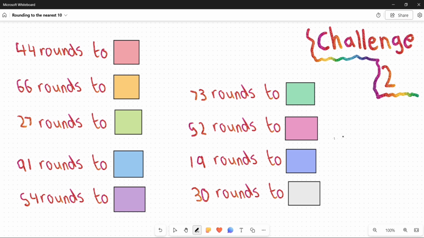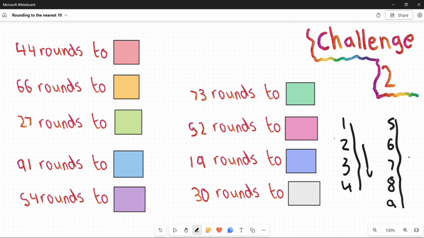So we're in the last and final challenge, challenge 2. Before we start, let me give you all a reminder for the last time that when you see the numbers 1, 2, 3, and 4 in the ones place, you round down. And when you see the numbers 5, 6, 7, 8, and 9 in the ones place, you round up. Let's solve these 9 questions, starting with question 1.